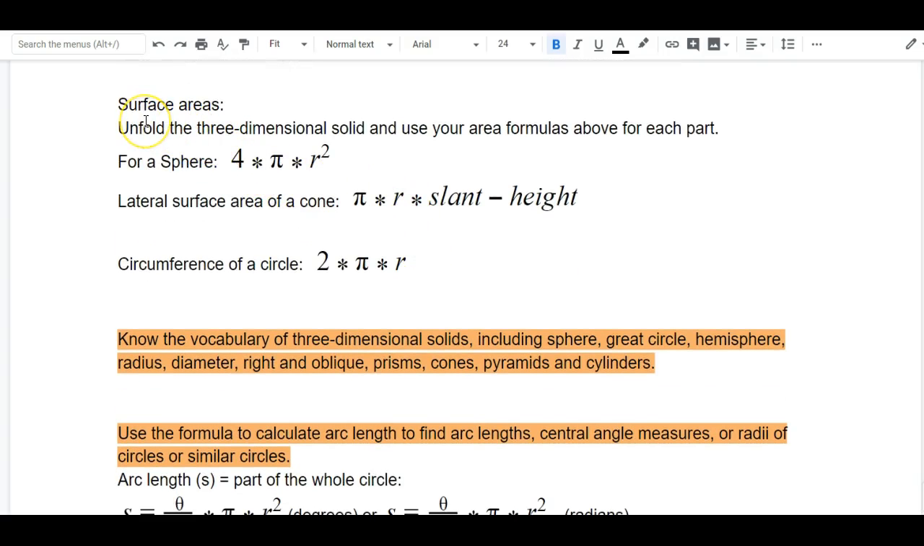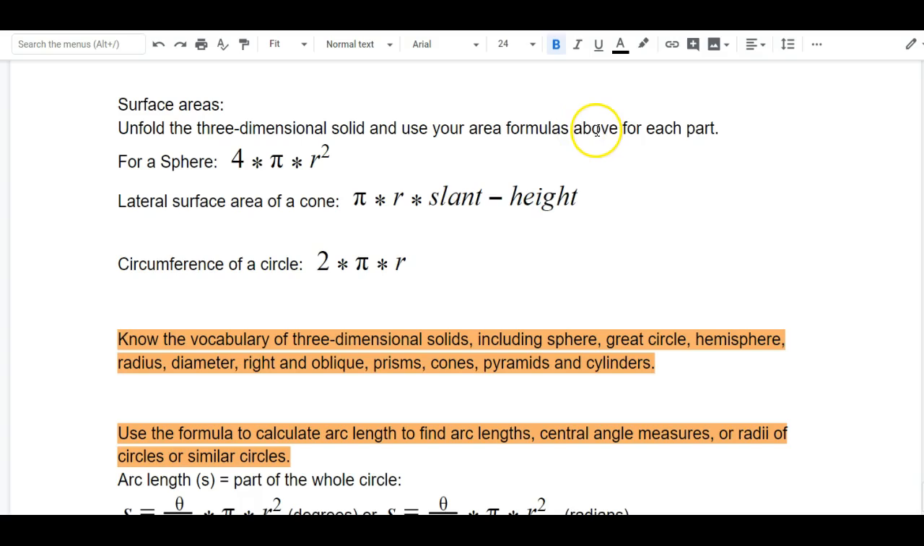For surface areas, what we practiced in class was unfolding the three-dimensional solid. What we mean by that is sketch it out, and then use your area formulas for each of the parts. So after you unfold, let's say a rectangular prism, you're going to have a little diagram of all the faces, and they're going to look like little rectangles everywhere. You just fill in the dimensions, the length, width, height, into each of the rectangles, and then use your formulas for that, okay? Same thing with pyramids, whatever the base is.